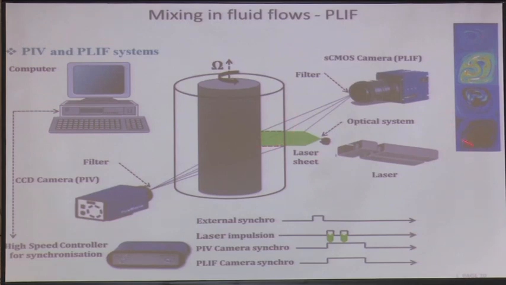So these are the images that you can get. You shine your system with a laser, so that will excite the molecules of your fluorescent dye, and with a camera which is perpendicular to your plane, you will get the information about the intensity of the light which is fluorescing from your dye. And of course the intensity is proportional to the local concentration of your passive tracer.